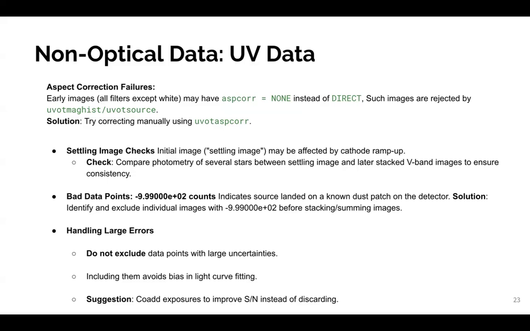She pointed us to some bad points, which indicate that the source landed on a known dust patch, and we need to identify them manually and exclude them because these will not be done automatically in the process. And also initially, we just based on instinct assumed that some of the points that have very high errors need to be rejected. But again, as the reviewer, she told us that that would introduce bias into the light curve.